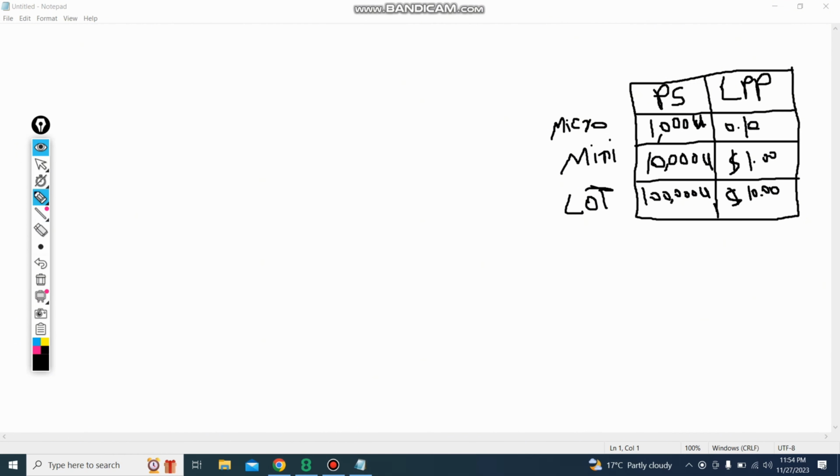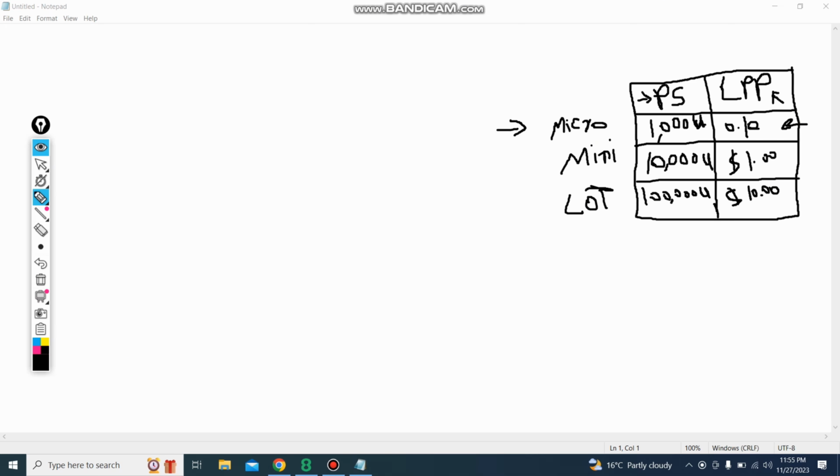I'll explain what this is. What you see right here, PS, is your position size. This is the amount of units you decide to trade with. It's your actual position size. LPP stands for losses in dollars per pip. So for each pip that the market moves with what is known as a micro lot, which is 1000 units of currency, that means you will be losing 10 cents per pip if prices are dropping.